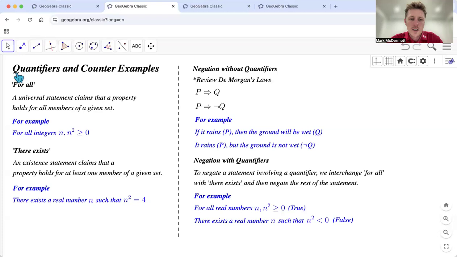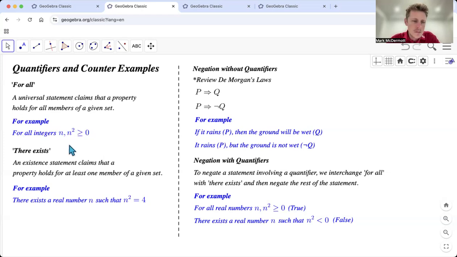The first thing we're going to say is what a quantifier is. There are two basic quantifiers. One's called a for all, and then there's a there exists. A for all quantifier basically means we're making a universal claim that a property holds for all members of a given set. For example, for all integers n, n squared is greater than or equal to 0. I think you would agree with that. There's no number you could pick where, when you square it, it's not greater than or equal to 0. So that's making a universal claim about the integer n.